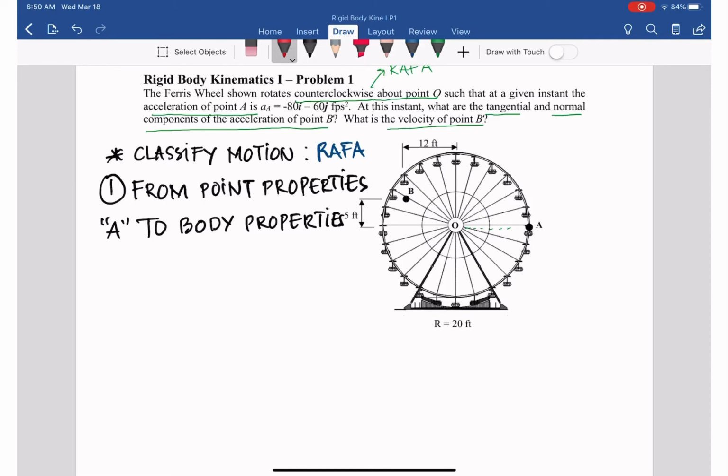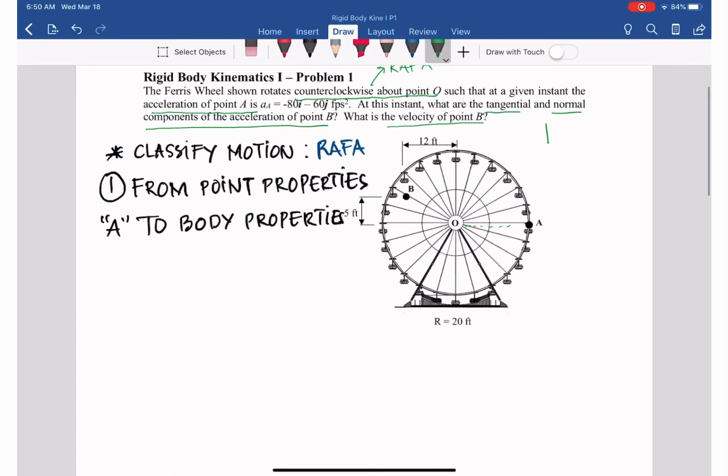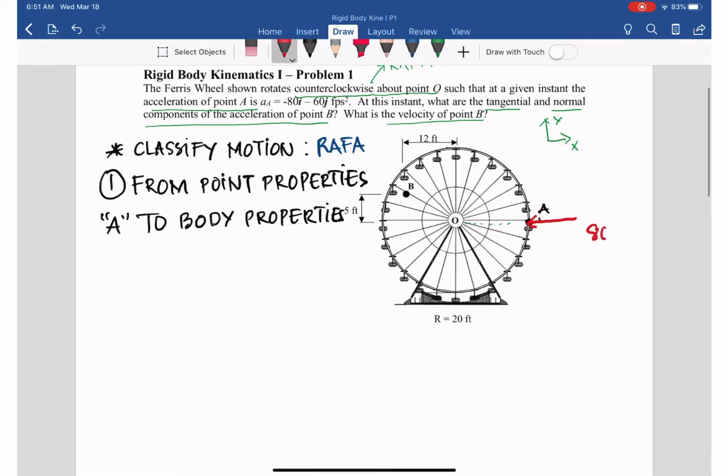So the acceleration of A is negative 80 i. So if we have x and y that way, then negative i, so go to the left, and this is 80 feet per second squared.